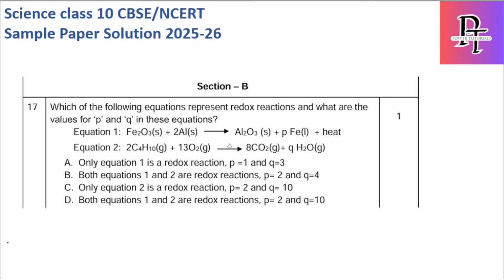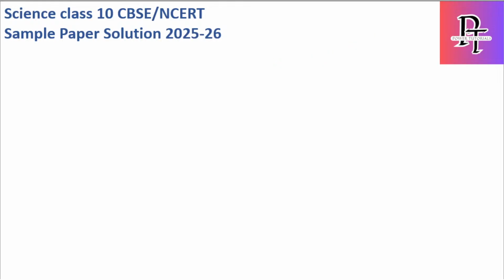Which of the following represents redox reactions, and what are the values of P and Q in these reactions? So first understand what is redox. So redox is a type of chemical reaction, that is from chapter 1. So what does redox mean? It's a combination of both reduction and oxidation. Okay, so what is oxidation and reduction? Let's take a brief understanding.